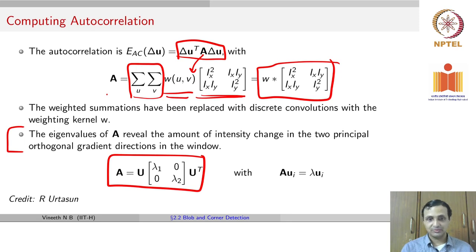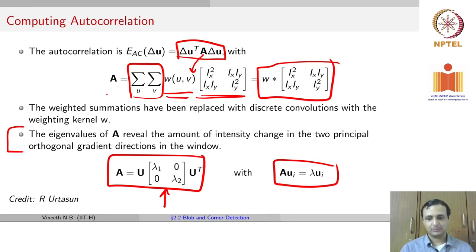lambda U transpose, where lambda is going to be a diagonal matrix with lambda 1 and lambda 2 the two eigenvalues. Remember, A is a two-dimensional matrix, which means the maximum number of eigenvalues you can have is 2, where A into Ui is equal to lambda Ui, your standard eigen decomposition. Okay, which is wonderful. So we once again started with autocorrelation, wrote it in a slightly different manner, and then now we have done an eigen decomposition of A.